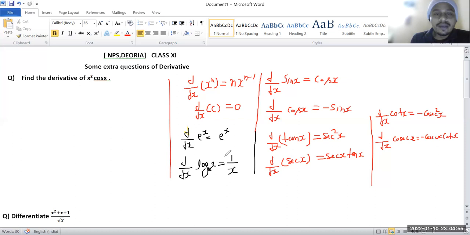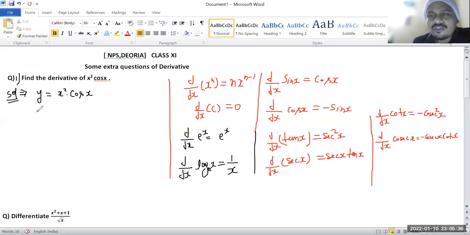Okay students, in this question, find the derivative of x square cos x. Take y equal to x square into cos x. I think you know by which formula it is solved. I explained in the previous lecture the product rule.